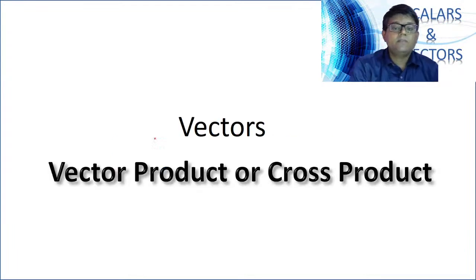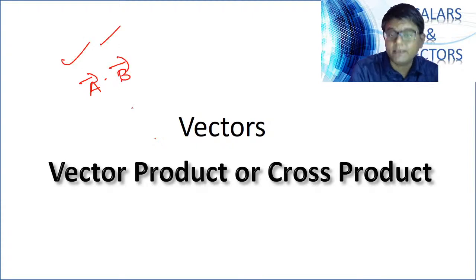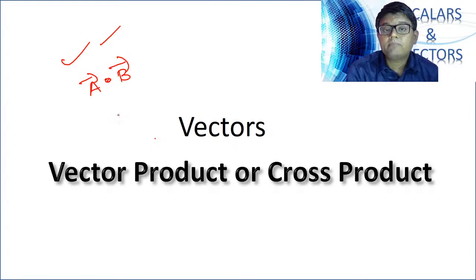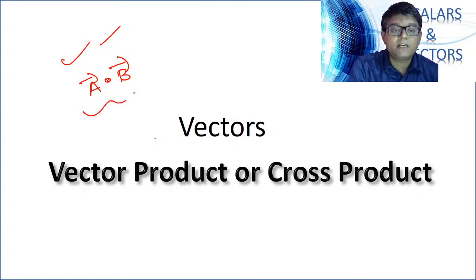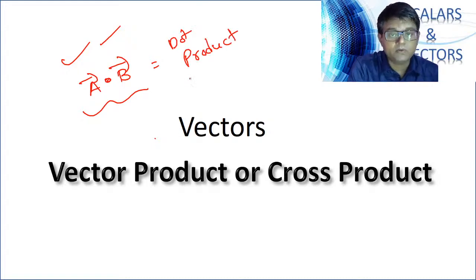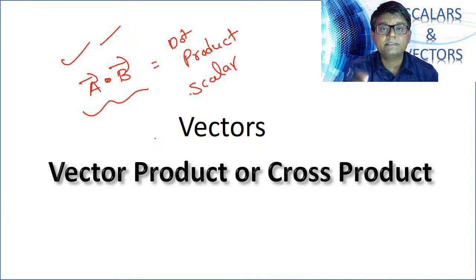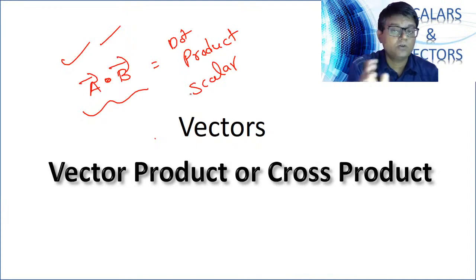When we are looking at the multiplication of two vectors, we have already talked about, for example, two vectors a bar and b bar. One type of multiplication, which we represent using the notation a bar dot b bar, is what we call the dot product. The dot product of two vectors gives us the output, which is a scalar.